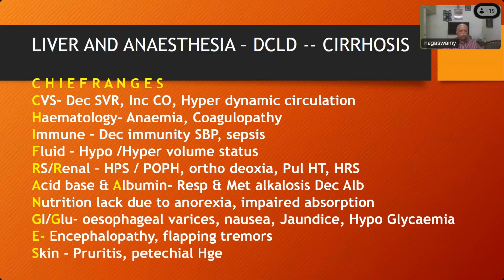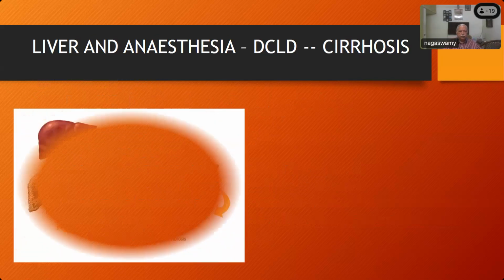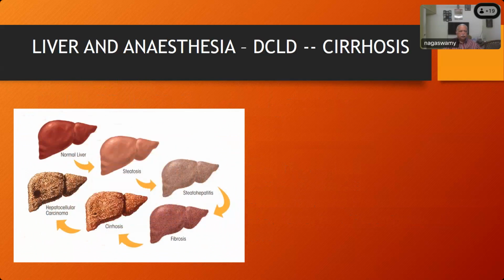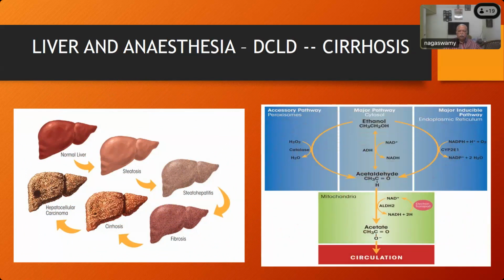And skin, it produces pruritus and petechial hemorrhages. And this is how the normal liver changes into cirrhosis. And another risk of chronic cirrhosis is it can change into hepatocellular carcinoma. And this is the pathway of ethanol metabolism in the body. Ethanol major pathway, accessory pathway, and inducible pathway.